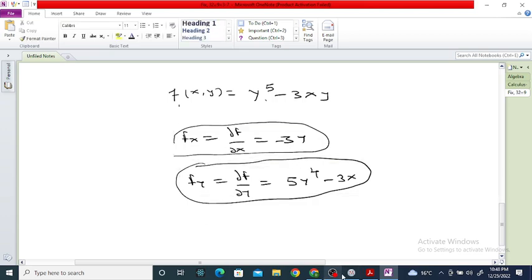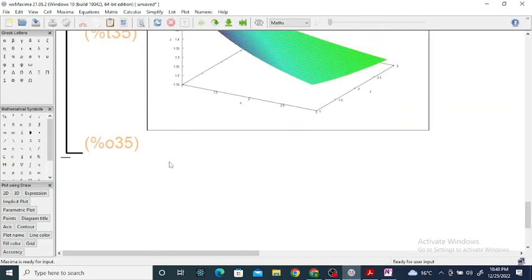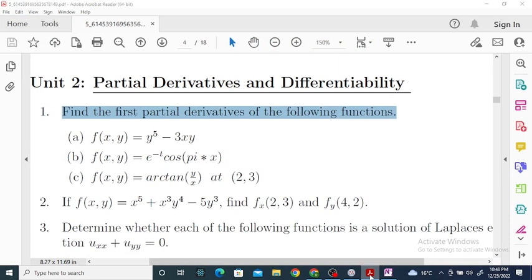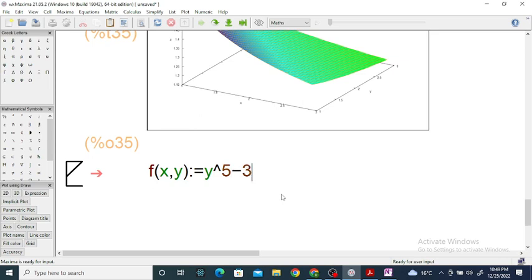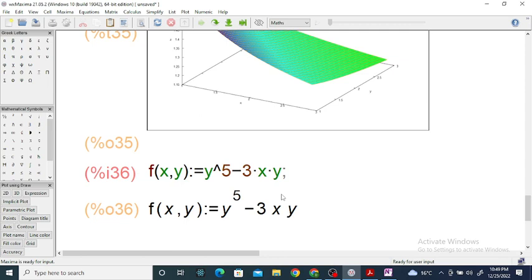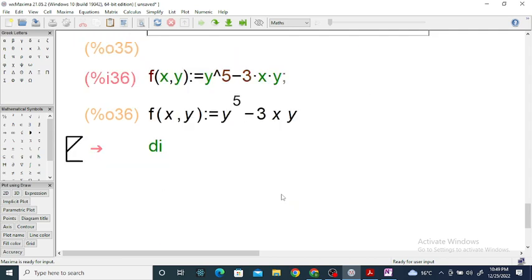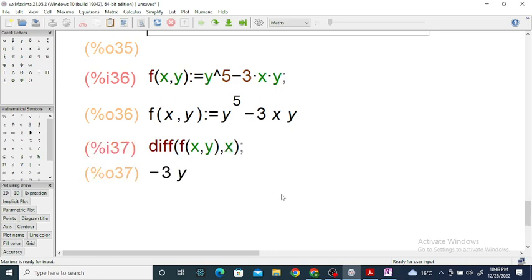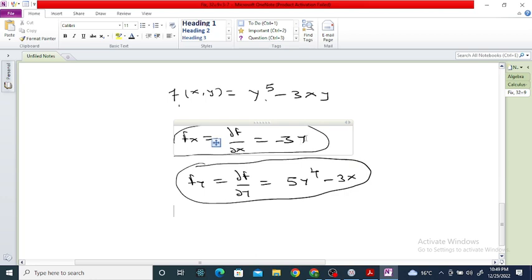But here we are going to use Maxima to obtain the partial derivative of the given function. Again I am writing f of x y is equal to y raised to 5 minus 3xy. Now if you use the command df of f of x y with respect to the variable x, you will get the partial derivative, which is minus 3y. You can check here, it is minus 3y.